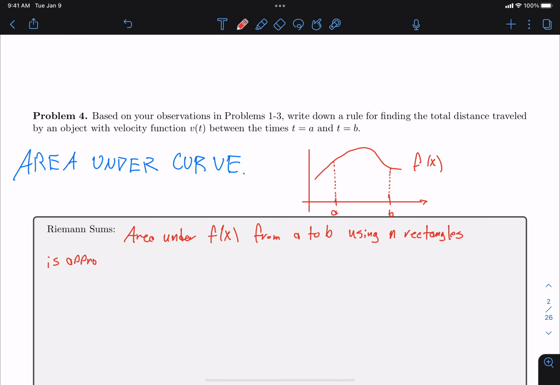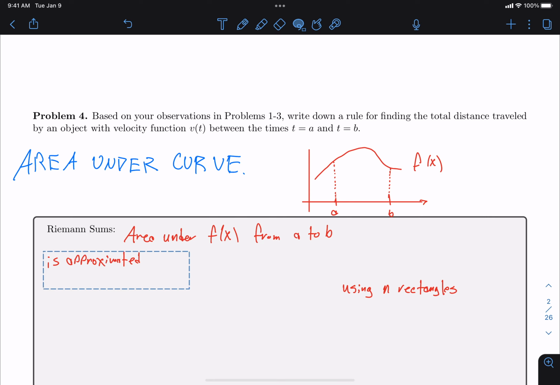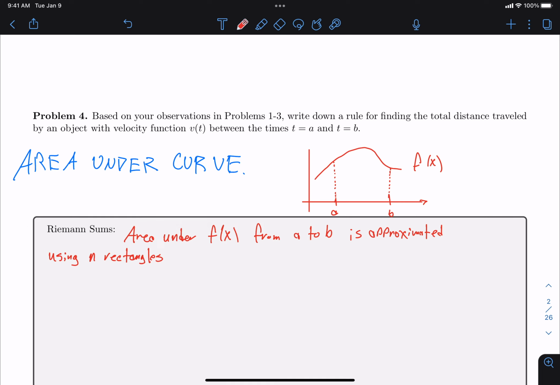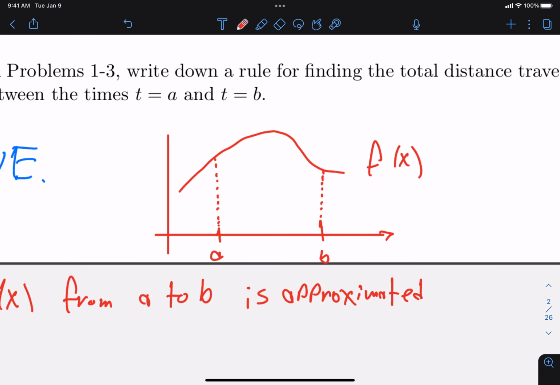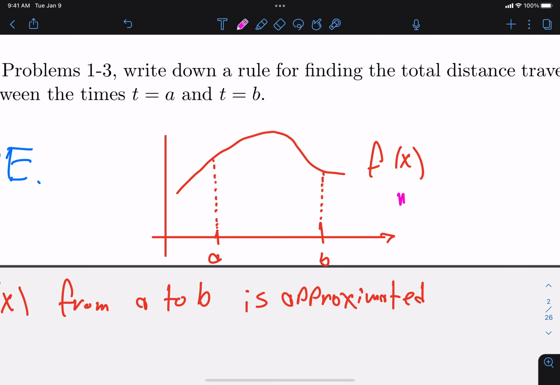Let me rephrase. The area under f of x from A to B is approximated using n rectangles by the following expressions. So what do I mean by n rectangles? I mean, for example, if n was equal to 4, what would we do? We would divide this thing into 4 subregions, and I would make rectangles which look like the following.